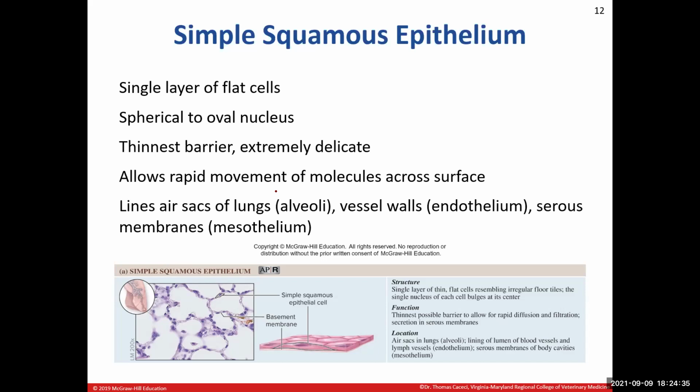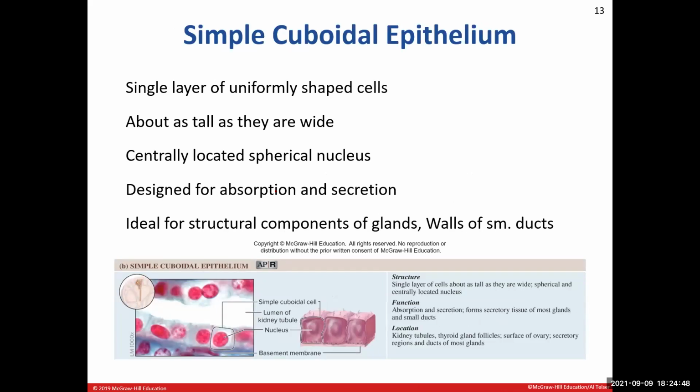Same thing here with our serous membranes too. We talked about the serous membranes that are found around the heart, around the lungs, around a lot of your organs. So be familiar with these functions and where you're going to find that type of epithelium.